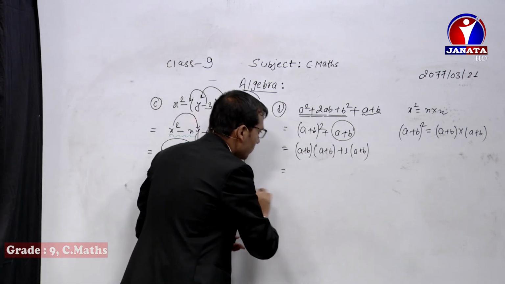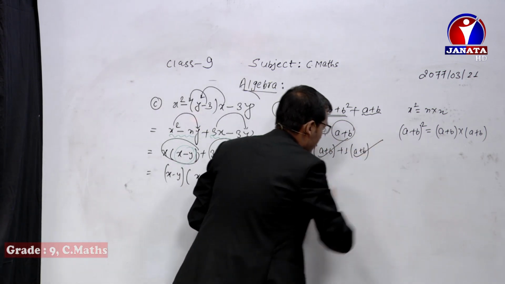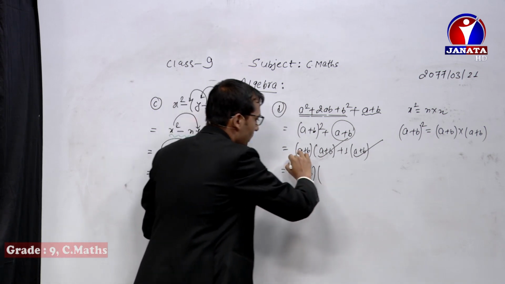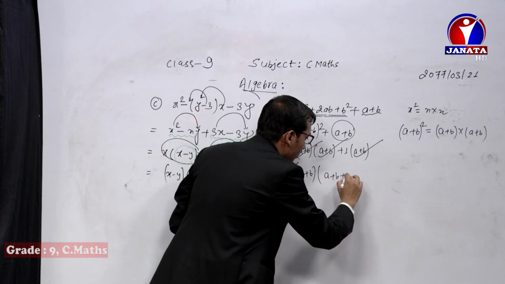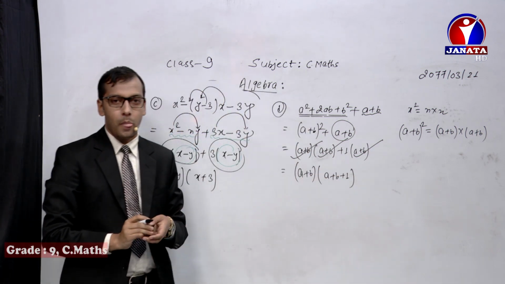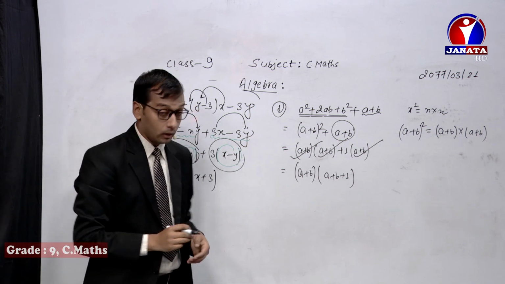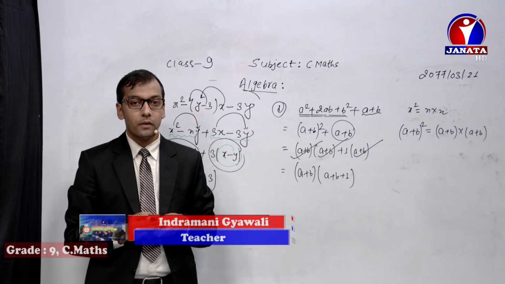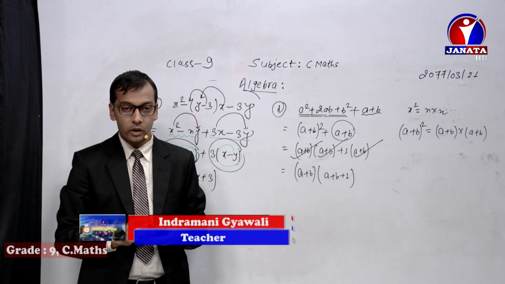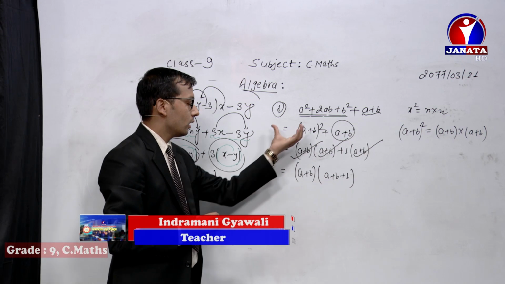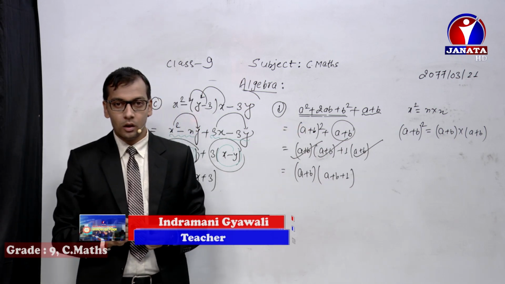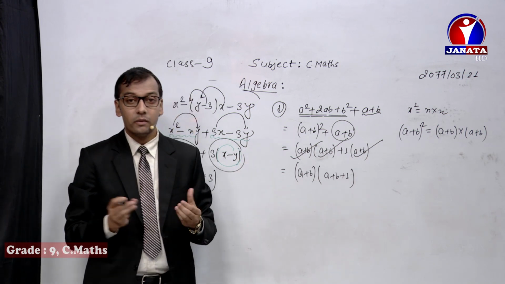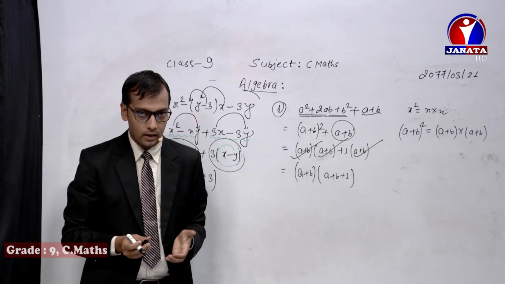Now what can we take common? a plus b, a plus b, and 1. a plus b is common. Now what is left in the first term? a plus b, and in the second term plus 1. So this is the next example. So there are different types of factorizations we practice, and how to factorize a polynomial or an algebraic expression depends on our practice.